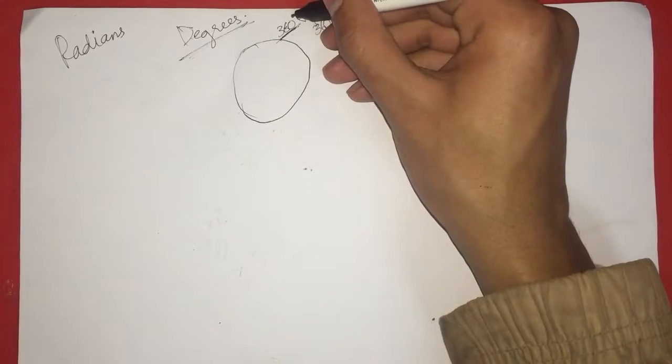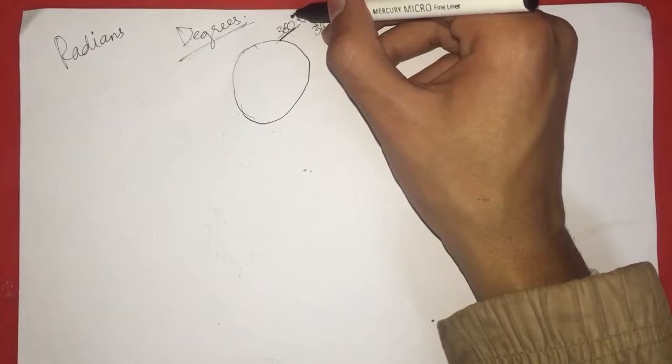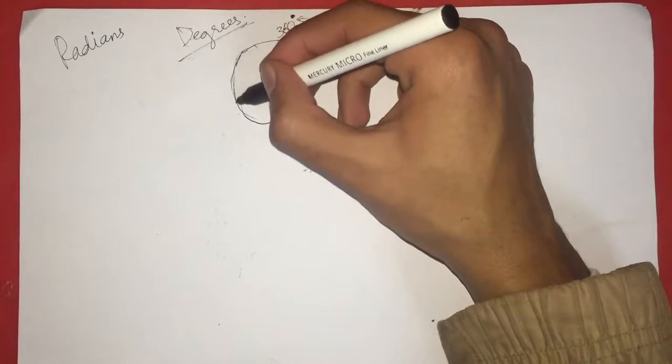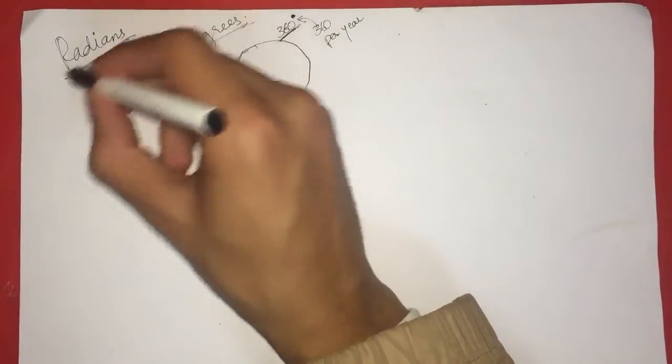So this is the measure of the angle of the circle. This circle is 360 degrees. That's the unit of measurement, but we also have radians.